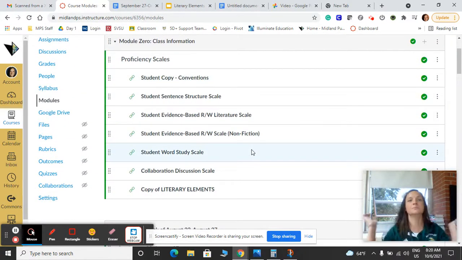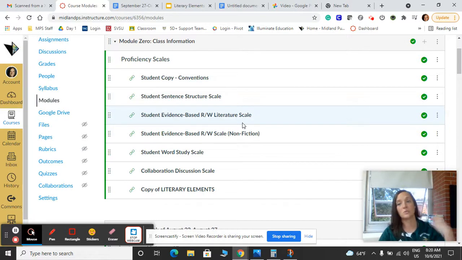The other one I want to draw your attention to is Module 0. So here are all of our proficiency scales. We are based on standards-based grading. And our goal for the first marking period is to have students at a 2.0.